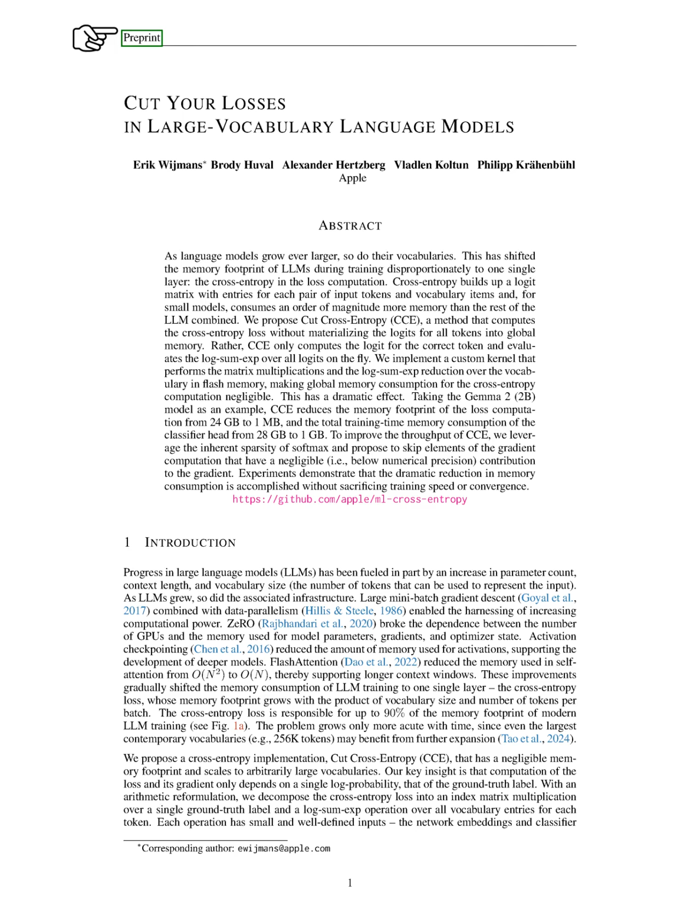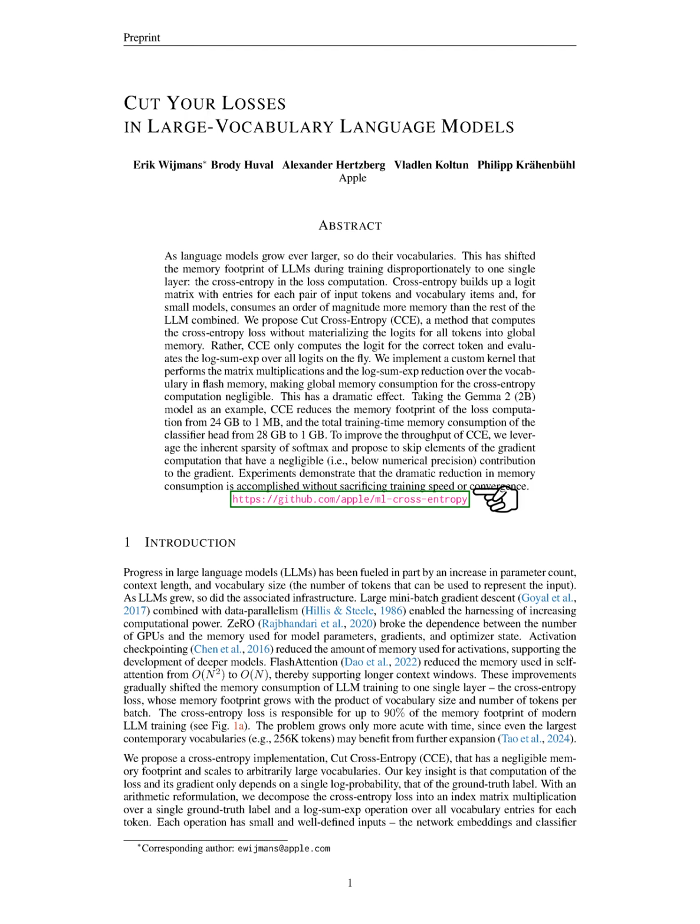Section: Introduction. In this section, we discuss the advancements in large language models, LLMs, which have been driven by increases in the number of parameters, the length of context, and the size of the vocabulary. As LLMs have expanded, so has the necessary infrastructure. We utilized large mini-batch gradient descent and data parallelism to leverage growing computational power.